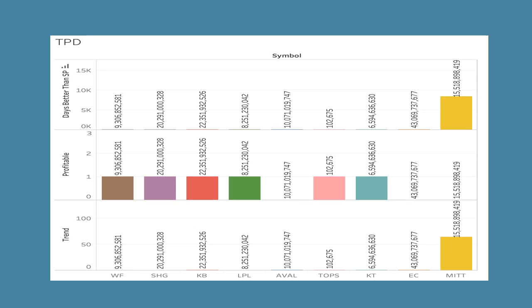To further analyze this behavior, these companies are plotted based on the trend value, profitable value, and the performance compared to S&P 500 index. The value on top of each bar indicates market capitalization, that is the total value of the company's outstanding shares. Again, AG Mortgage Investment had higher S&P index than the rest of the companies for most days of the year.